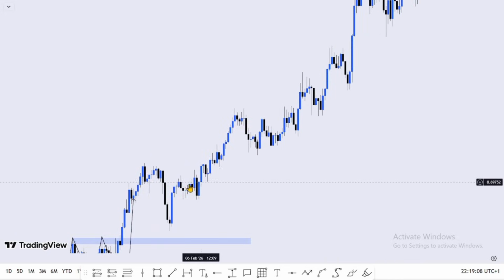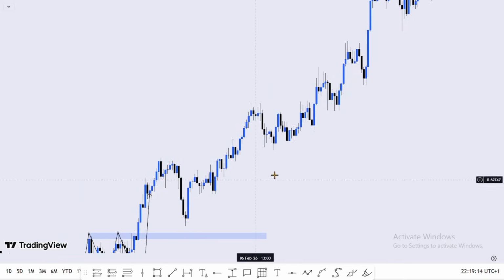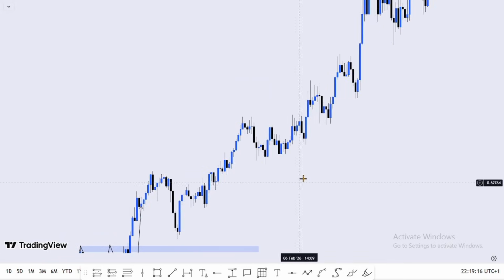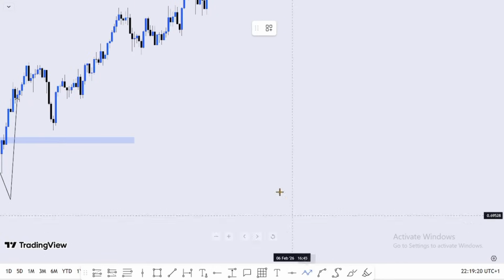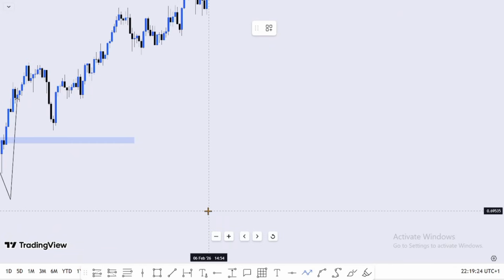So notice what I'm looking for. More setups, right? Even this one breaker, I was interested in it, but I wasn't interested in it because the breaker is not clear. In case you guys don't know how to trade breaker blocks, I'm actually going to make a video about it, so stay tuned.